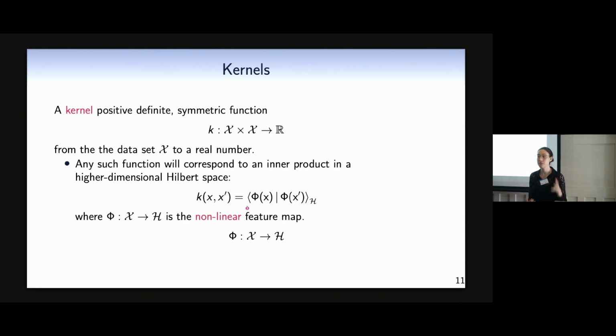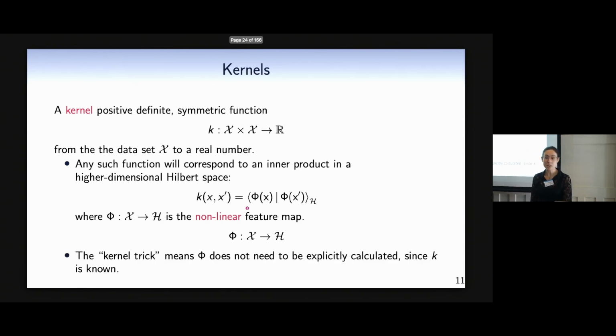And so any such function that's positive definite and symmetric is going to correspond to an inner product in a higher dimensional Hilbert space, where phi is your nonlinear feature map that maps your data into this Hilbert space. So all of the nonlinear stuff you're looking for is buried in phi. And what's nice is the kernel trick means you don't ever really need to know what this feature map is. It exists provided you have a positive semi-definite function.